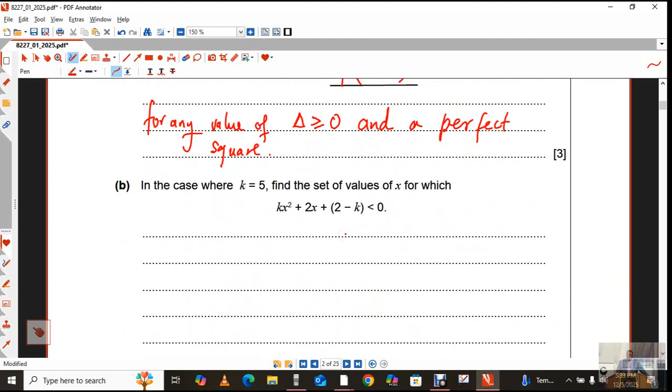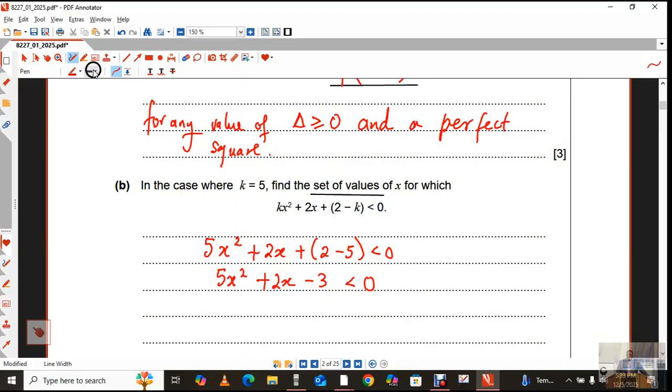All right. Then in the case where k is equal to 5, find the set of values, and the key word here is set of values. That means you are going to be dealing with an inequality, as you can see here. So when k is 5, everywhere I see k, I'm going to substitute it with a 5. And then in here, you're going to have 2 minus 5 less than 0. So just clean this up. This is 5x squared plus 2x, and 2 minus 5 is -3 less than 0.